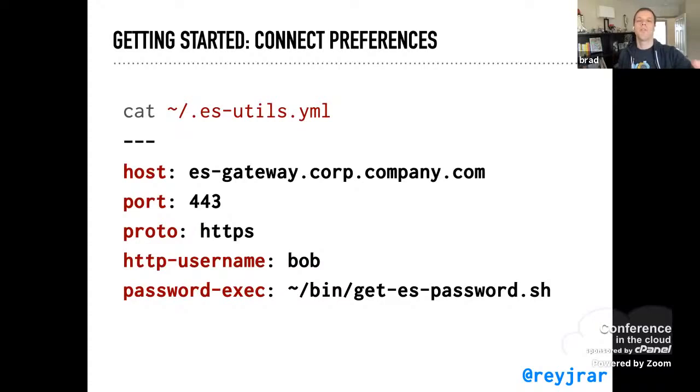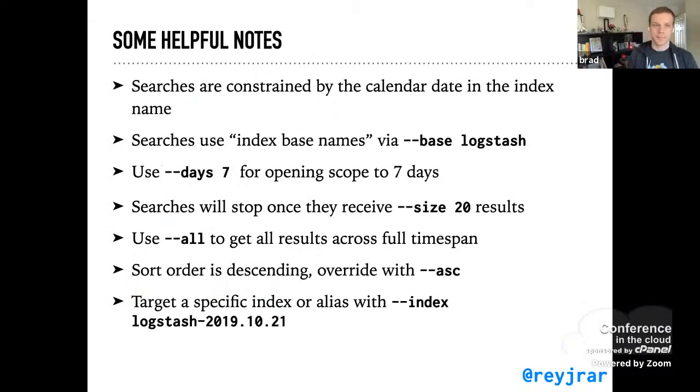These are all the main connection details. So you can specify the host, the port, the protocol. The default is HTTP. The default port is 9200. Default host is localhost. And then if you use basic authentication with your cluster, you can specify the HTTP username and a path to a script to exec to get the password out of one of your keychains, so that you don't have to provide that all on the command line.